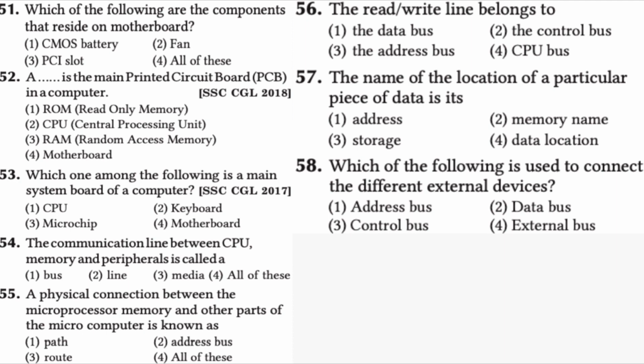Now, on to question 52. A is the main printed circuit board, PCB, in a computer. Here, the correct answer is 4. Motherboard. The motherboard is the main printed circuit board, PCB, in a computer, housing essential components and facilitating communication among them.